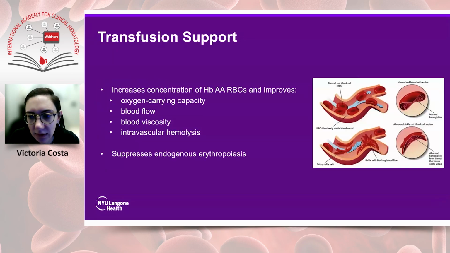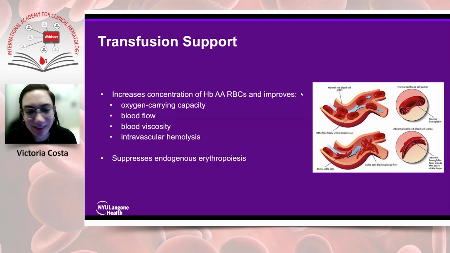The purpose of transfusion is to increase the concentration of hemoglobin A. Apologies about that. So to increase the concentration of hemoglobin A red blood cells and to improve oxygen carrying capacity, blood flow, blood viscosity, and intravascular hemolysis. And with this increase in hemoglobin A, it should suppress endogenous erythropoiesis that would lead to the production of abnormal hemoglobin S.